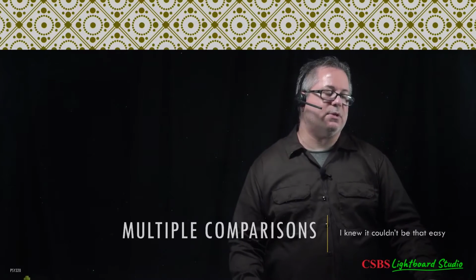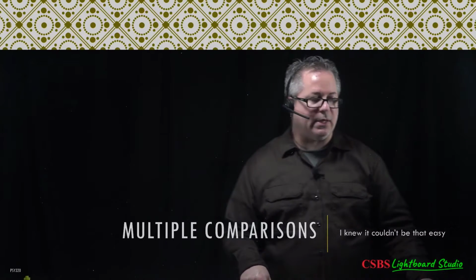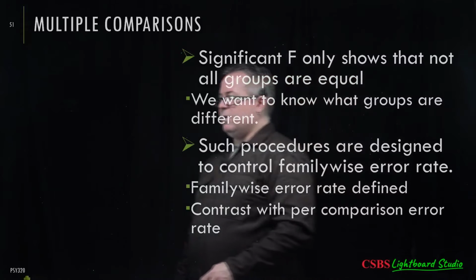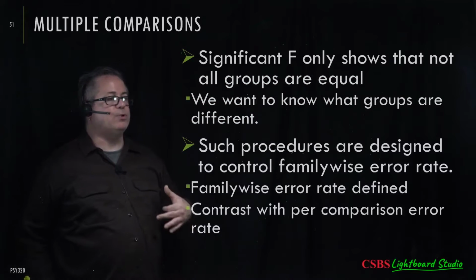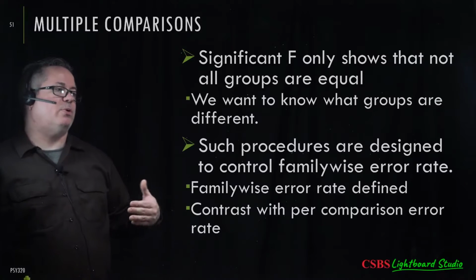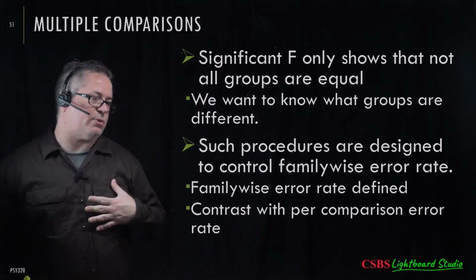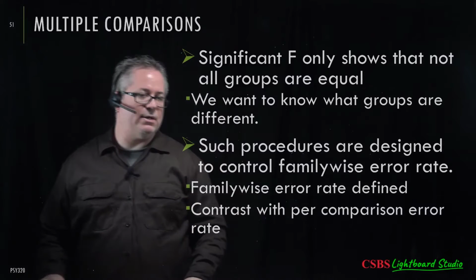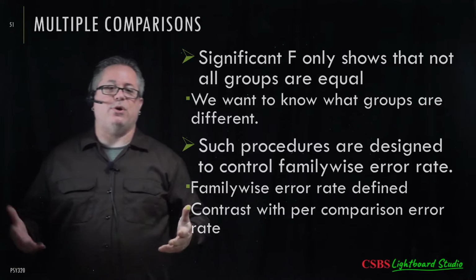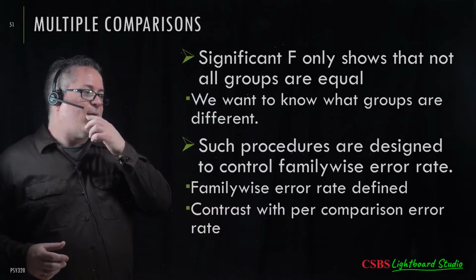Okay. So let's talk about, in this case, our ANOVA was significant. So how do we go forward with that? What do we do? A significant F only shows that not all groups are equal. So we want to know what groups are different. We actually want to know where the differences are, because again, if I'm a market researcher doing this study on baby food brands, I don't want to know that they're different. I want to know which one's the best, which one's the worst. I actually want to know exactly what's going on.